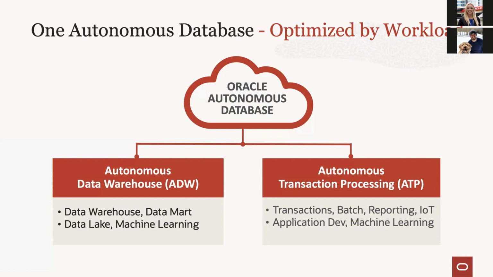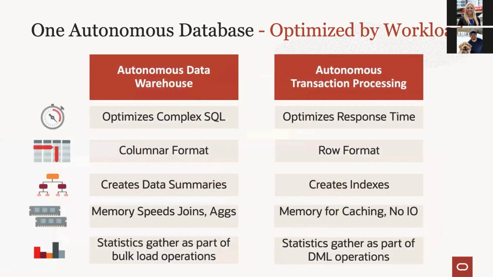So again, it's just going to change how the database is actually optimized. You can still do the same things with either of these different workload types. The only difference is, as this slide describes, the data warehouse is actually going to optimize complex SQL queries. That's good when you're doing data warehouse work and things like that, but it might not be as good for transaction processing. When we're using transaction processing, the database, if you choose that, is actually going to optimize response time over complex SQL queries.